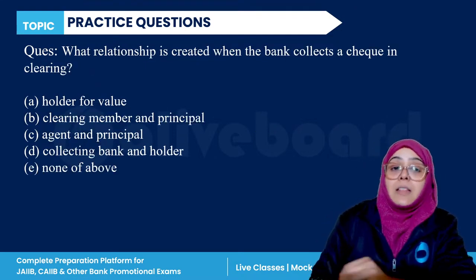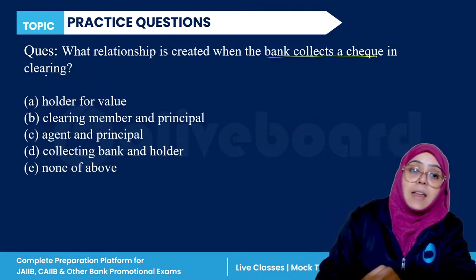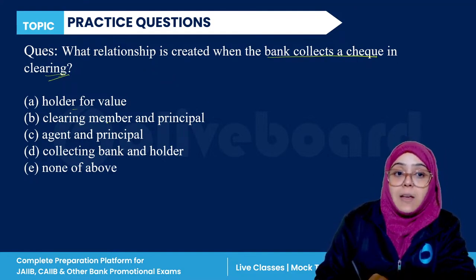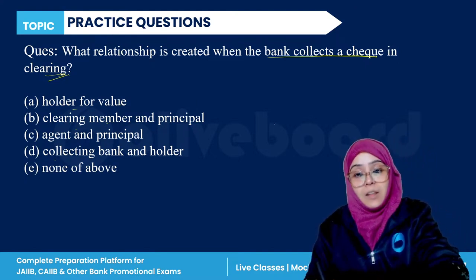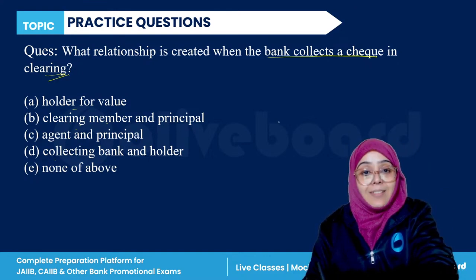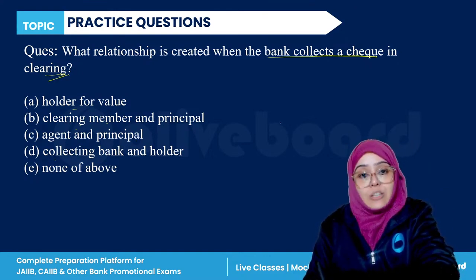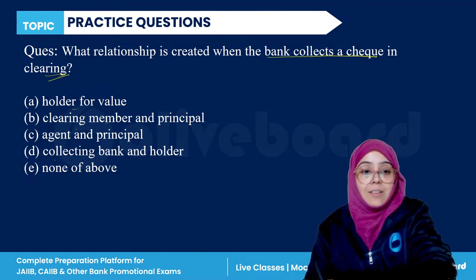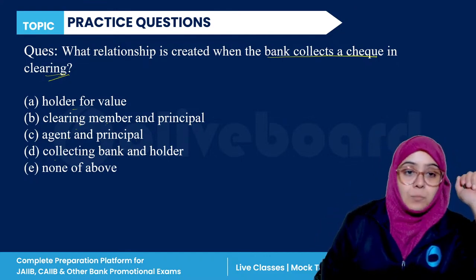Next question. What relationship is created when the bank collects a check in clearing? Holder for the value, clearing member and principal, agent and principal, collecting bank and holder, or none of the above. Very easy. So when a bank is accepting check for the clearance, then what is actually the relationship here? Everyone, please answer this question.